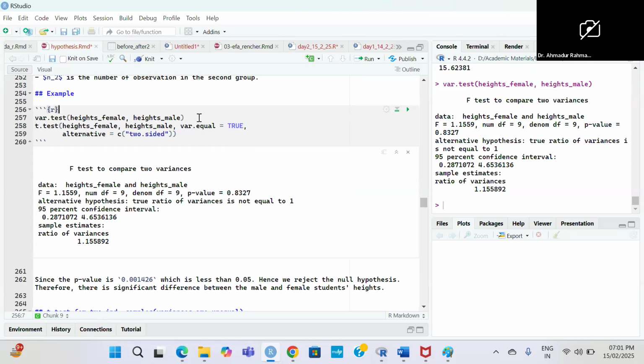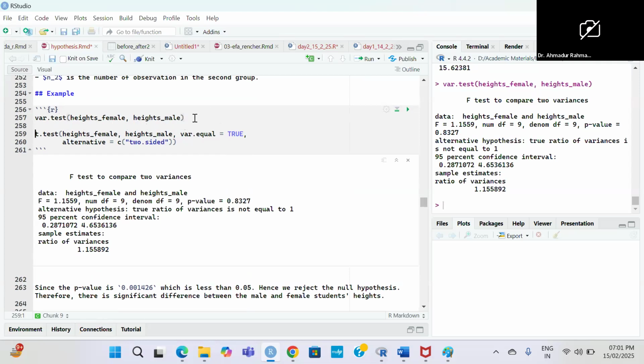And then check out the arguments of this. t dot test is the function, then the first variable, this is our x, then comma y, this is the second variable, or second vector. And then we write var dot equal is equal to true, because we have already checked whether the variances of the two groups are equal or not. Okay. Then we write alternative is equal to two-sided.